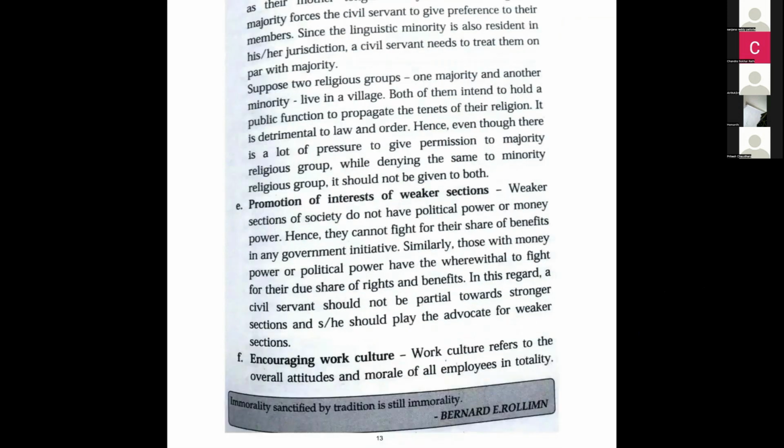Next, promotion of interest of weaker sections. You should always promote the interest of weaker sections because they do not have that power. They do not have that voice. Weaker sections of society do not have political power or money power. Hence, they cannot fight for their share of benefits in any government initiative. Similarly, those with money power or political power have the wherewithal to fight for their due share. In this regard, a civil servant should not be partial towards stronger sections and should play the advocate for the weaker section. So you will have to do all this.